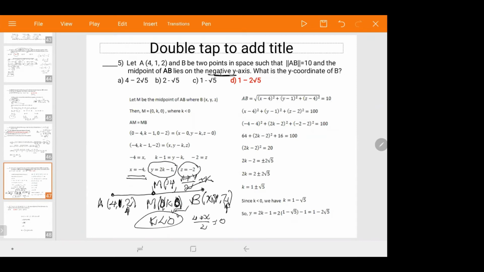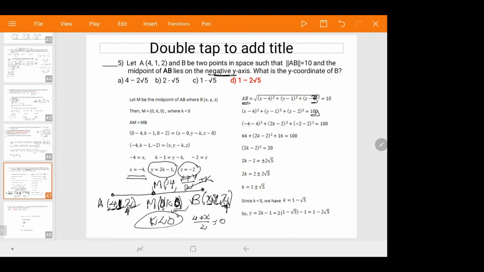Now here we have given that AB is 10 units long. But what does AB mean? The square root of change of x squared plus change of y squared plus change of z squared. Now (x minus 4) the whole square, plus (y minus 1) the whole square, plus (z minus 2) the whole square must be equal to 10. Now squaring both sides, we have (x minus 4) squared plus (y minus 1) squared plus (z minus 2) squared equals 10 squared, which is 100.